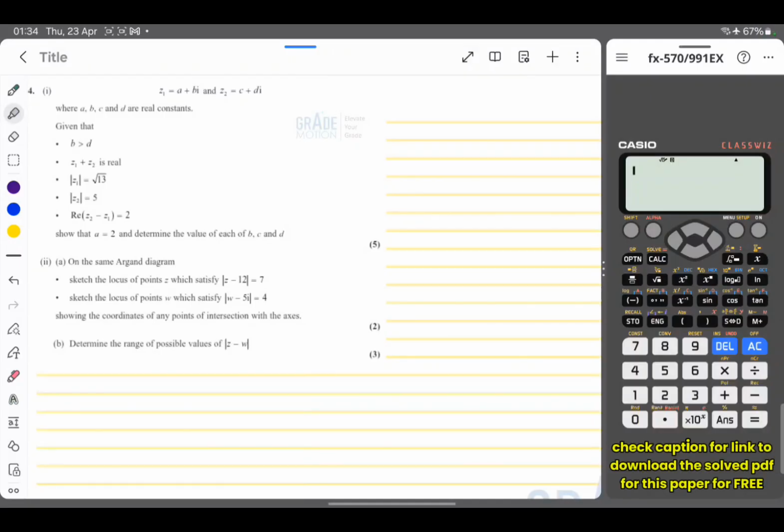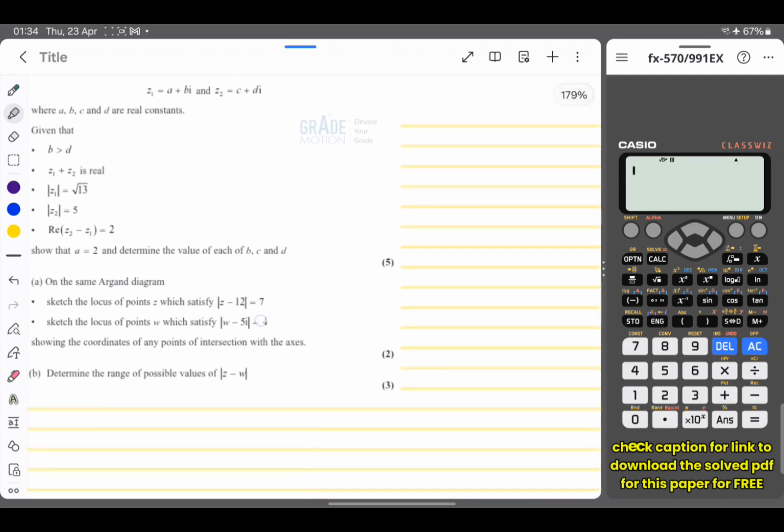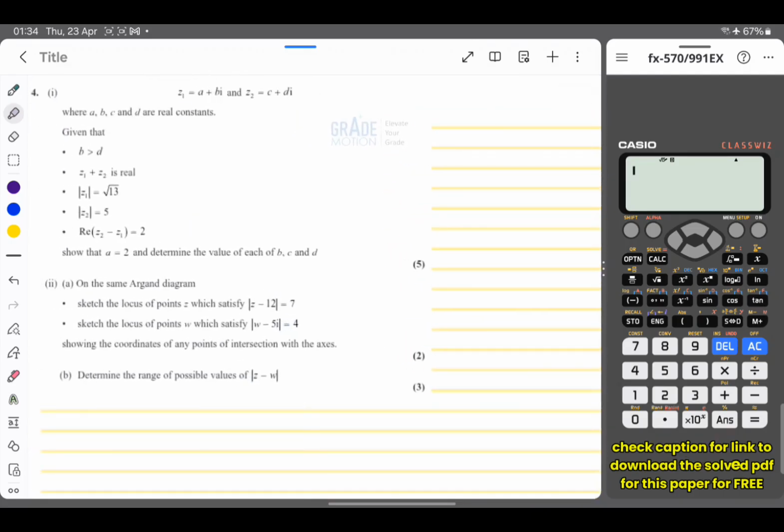Let's take a look at question number 4. For question number 4, we have a complex number question and we are given two complex numbers Z1 and Z2. Given that B is more than D and Z1 plus Z2 is real, that means when we add the imaginary parts of Z1 plus Z2, it would be equal to 0. In other words, B plus D is equal to 0.